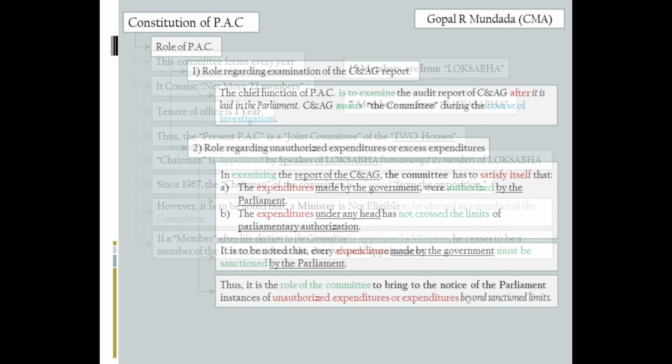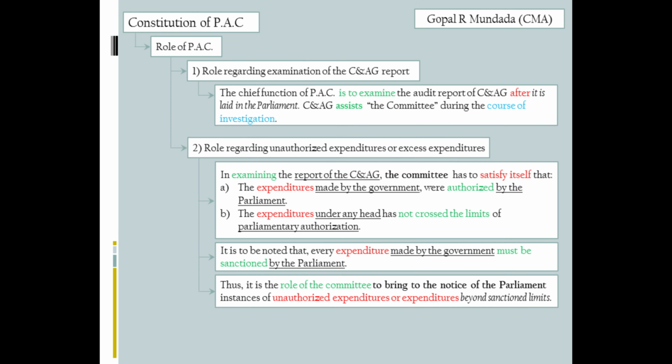Next, there are 5 roles that the Public Account Committee should perform. First is the role regarding the examination of the C&AG report. So this is the basic work of the PAC. The PAC, Public Account Committee, examines the audit report of the C&AG after it is laid in the Parliament. The C&AG assists the committee during the course of the investigation.